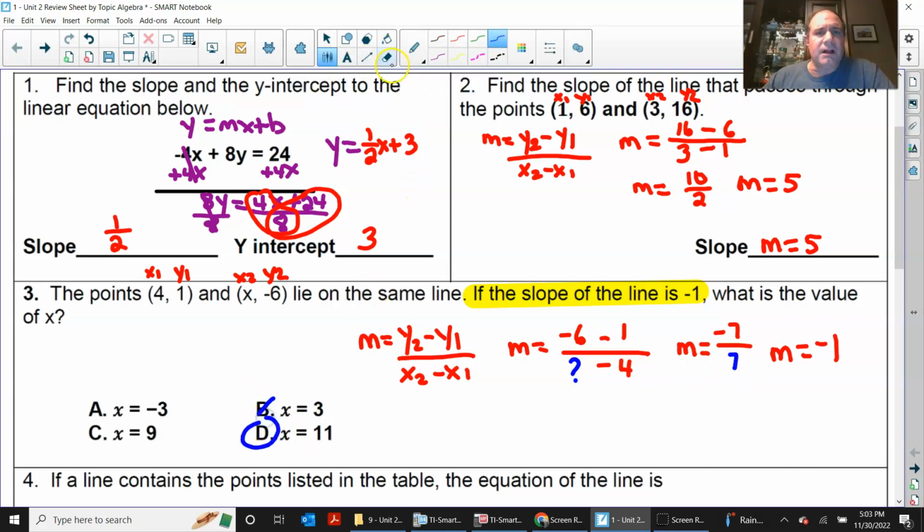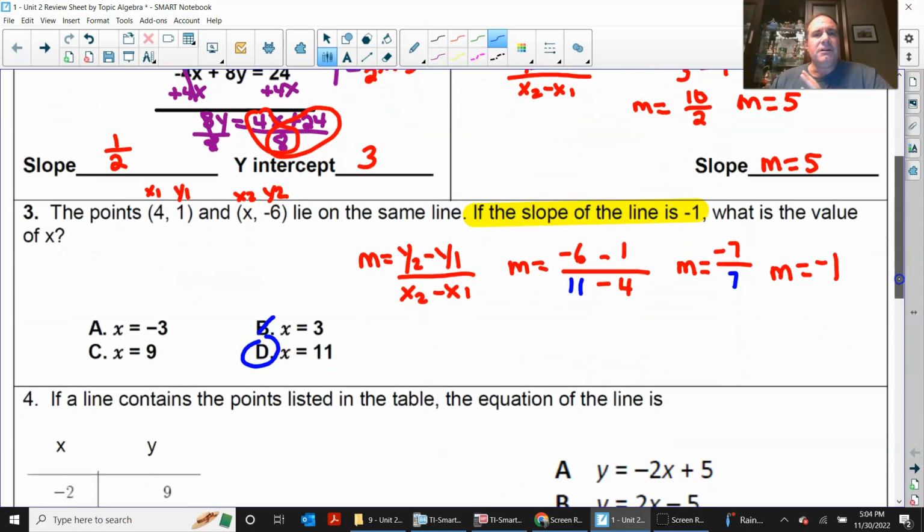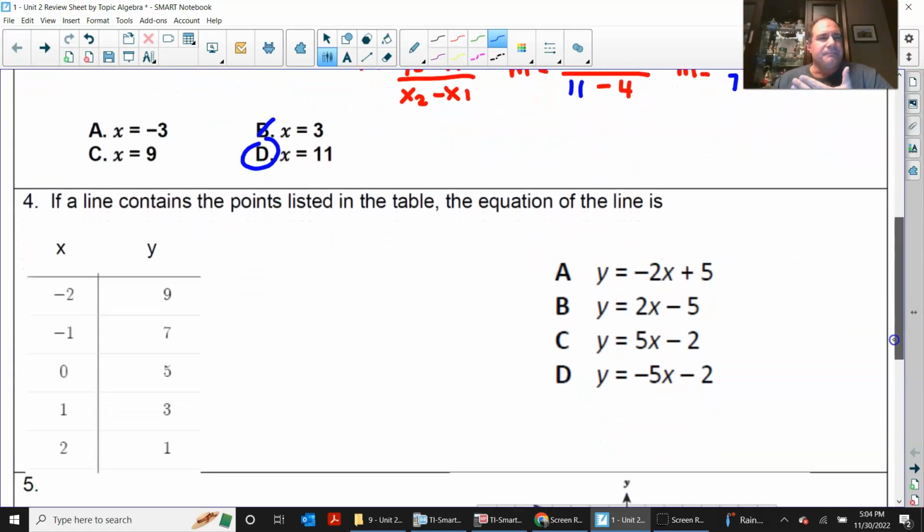And I'll prove it to you. I'll erase this question mark, and I'll put in 11 there to show. All right, so 11 minus 4 is 7. Negative 6 minus 1 was always negative 7. Negative 7 divided by positive 7 is negative 1, so D is my answer there. Okay, it's a little bit of trial and error, but you could definitely get it.